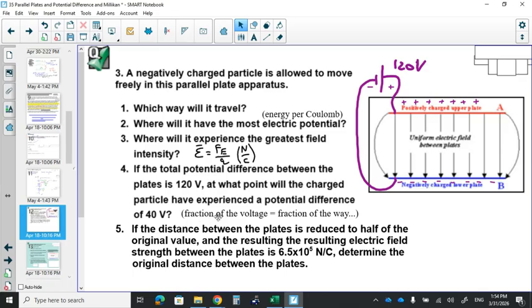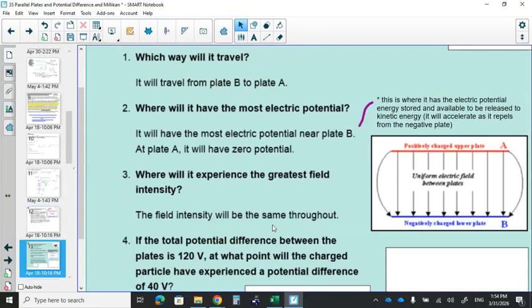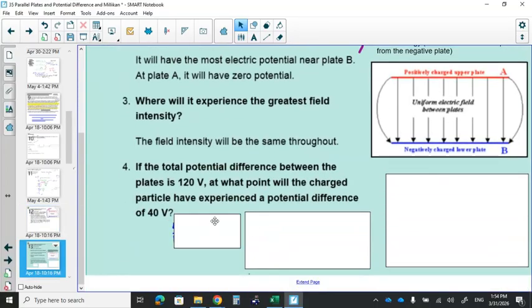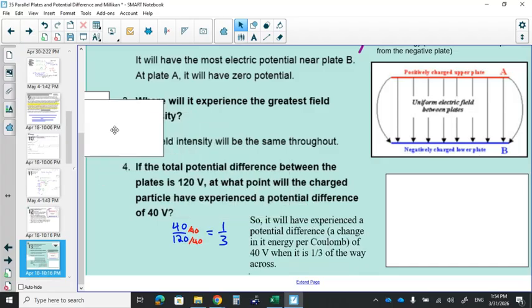So anyways, this is to do with that fraction of the voltage equals the fraction of the way. So, at 40 volts, well, 40 out of 120 is 1/3. So pretty easy just to say, it's 1/3 of the way.